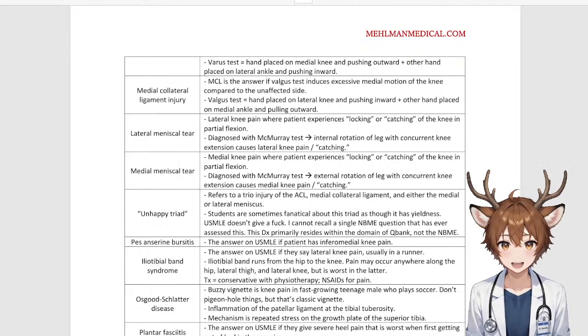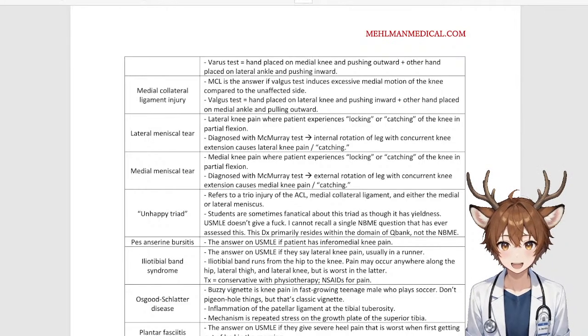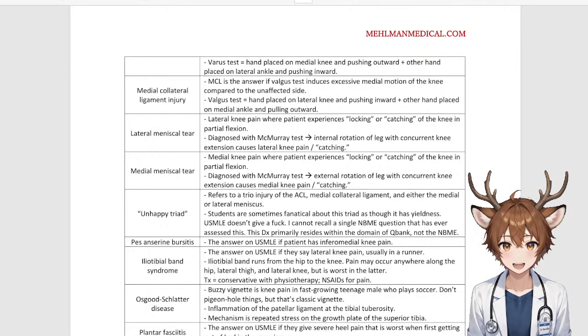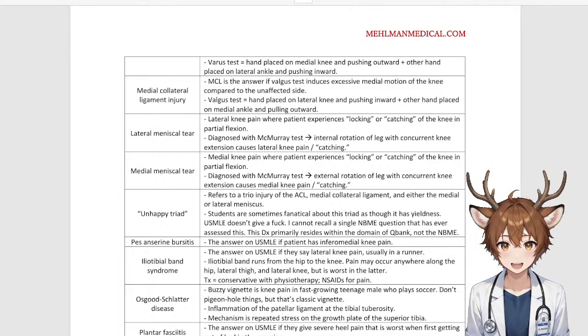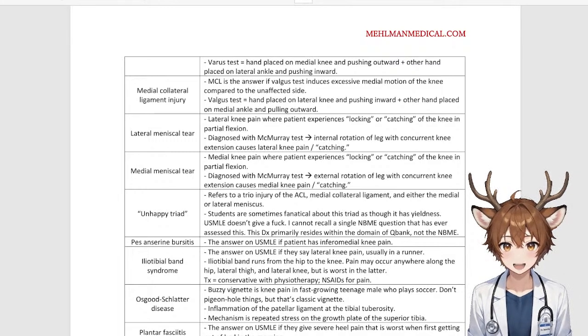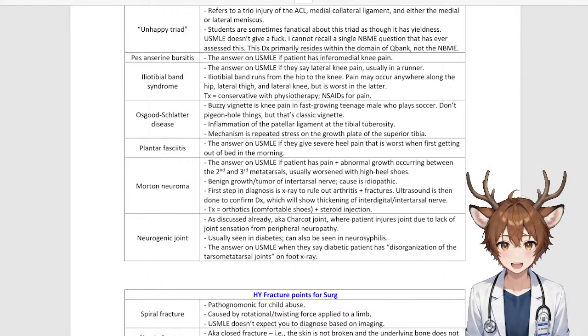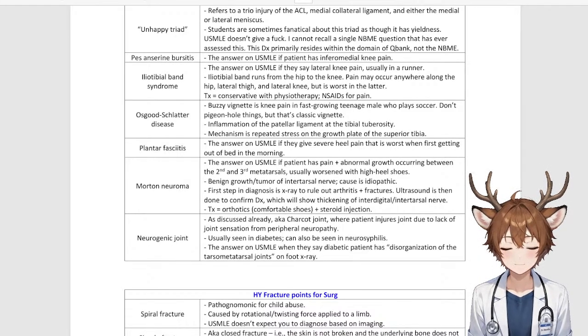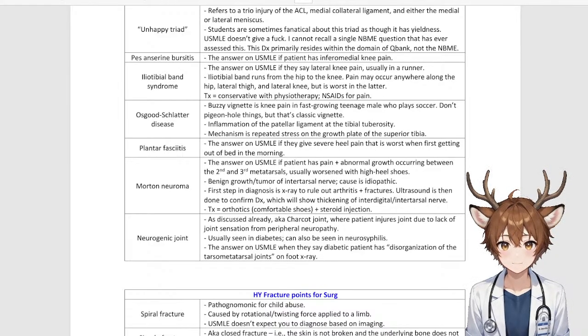So you can think about MMA in that way. Students are sometimes fanatical about this triad as though it has high yield. USMLE does not care. I cannot recall a single MBME question where this has ever been assessed. This diagnosis primarily resides within the domain of QBank, not the MBME. However, I will say, if you were taking COMLEX, it is probably more likely to pop up compared to Step 2.